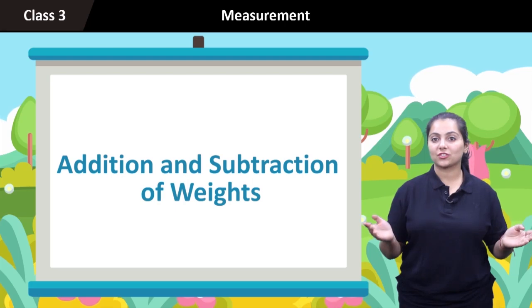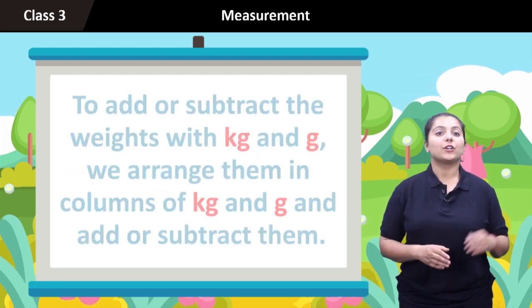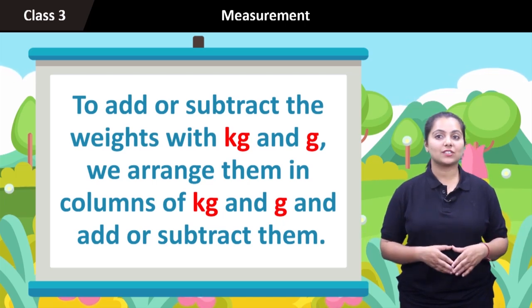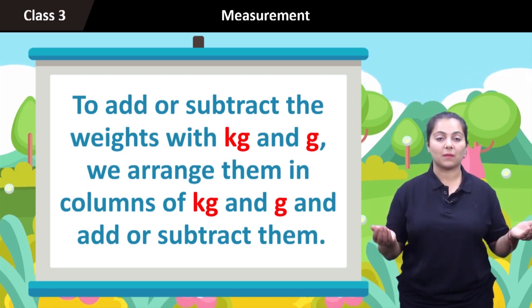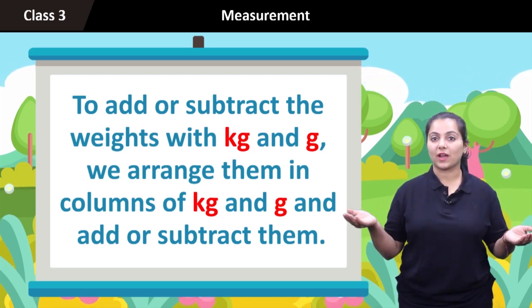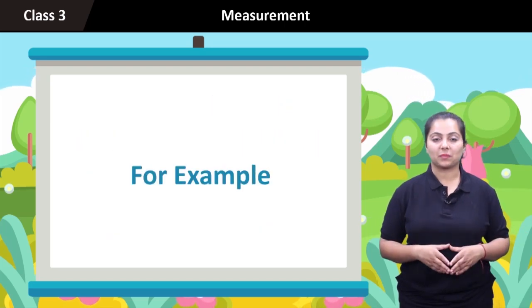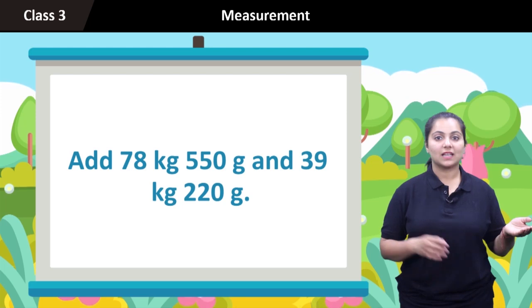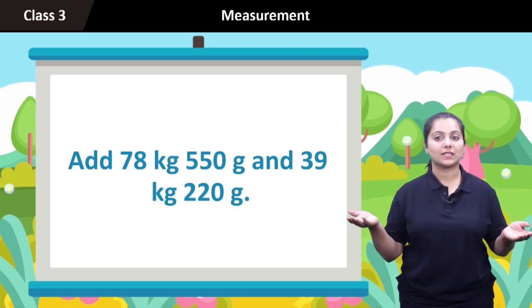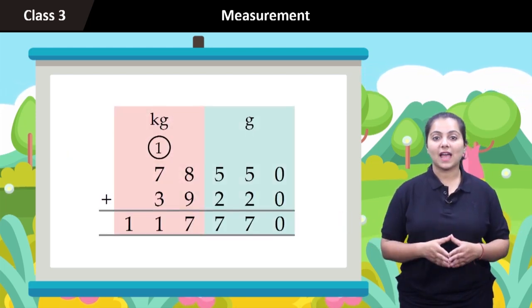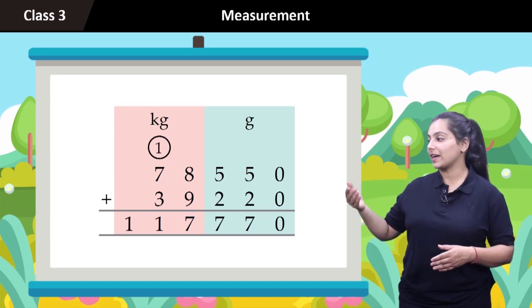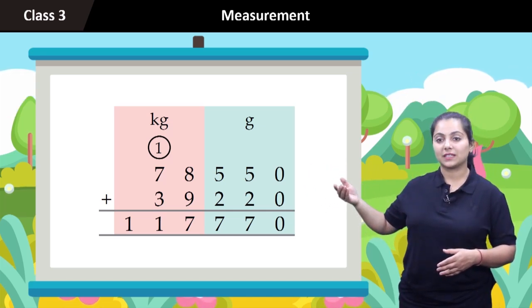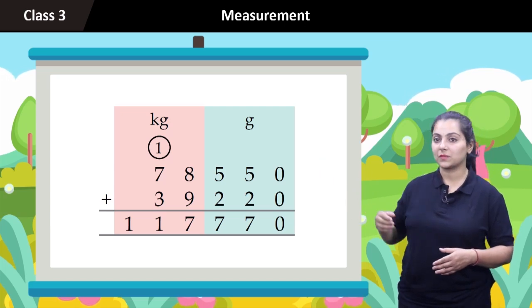Addition and subtraction of weights. To add or subtract weights with kg and gram, we arrange them in columns of kg and gram and add or subtract them. Let's see an example. Add 78 kg 550 grams and 39 kg 220 grams. Let's add them. First of all, we'll write them in columns: 78 kg 550 grams, 39 kg 220 grams.